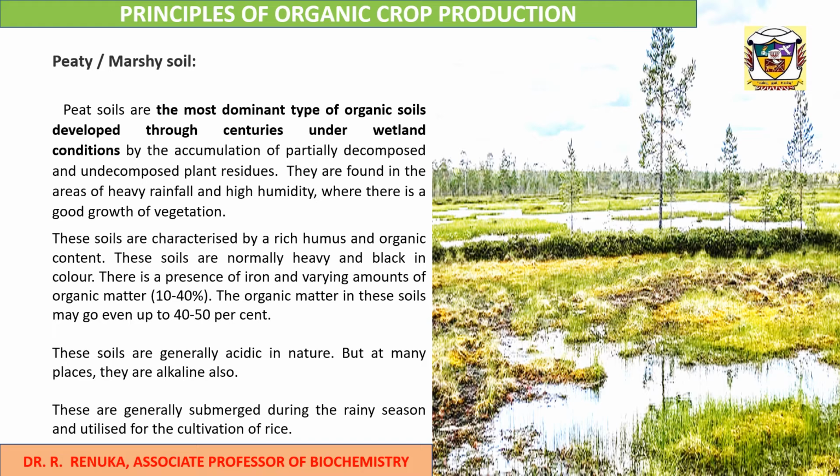There is a presence of iron and 10 to 40% of organic matter. The organic matter in these soils may go even up to 40 to 50%. The soils are generally acidic in nature, but in many places they are alkaline also. These are generally submerged during the rainy season, so this type of soil can be utilized for the cultivation of rice.